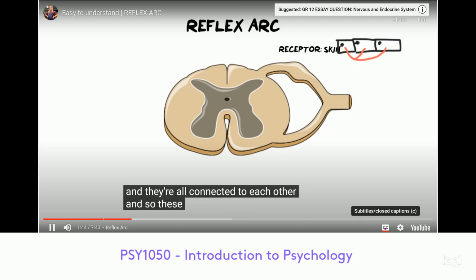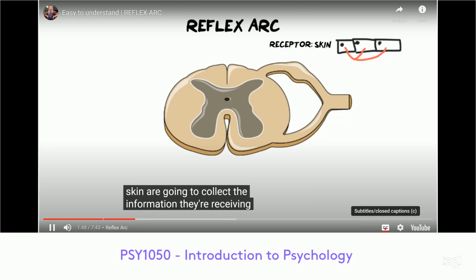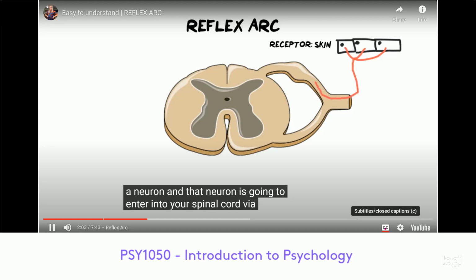And so these receptors, which are in your skin, are going to collect the information they're receiving. Let's say, for this example, you've put your hand down on a hot stove. Now, that information is going from those receptors, and it's going to travel down a neuron, and that neuron is going to enter into your spinal cord via the dorsal root of your spinal cord, and it's going to make its way towards the gray matter.